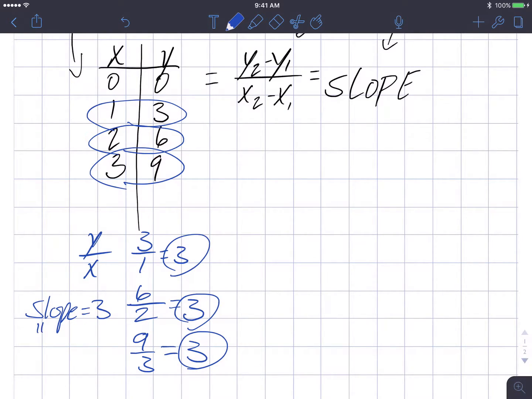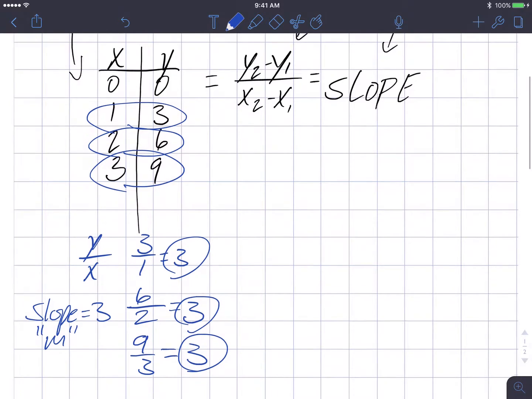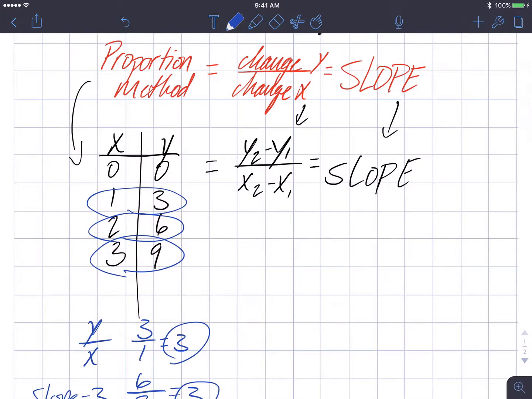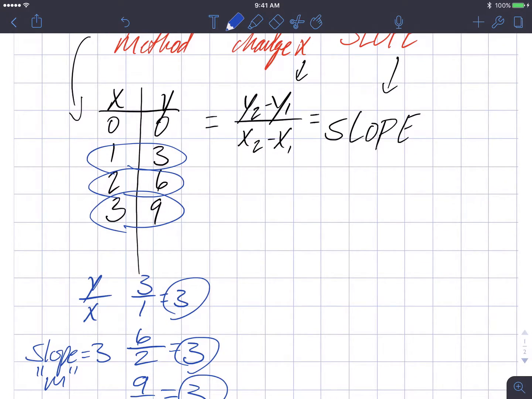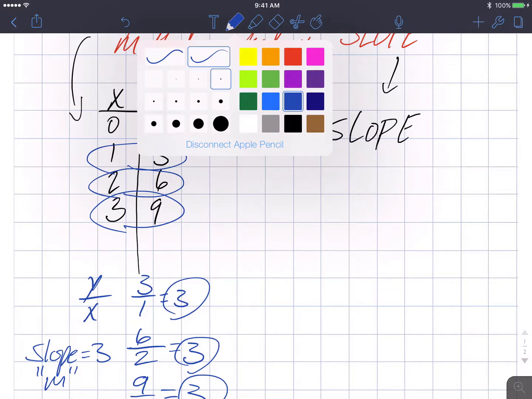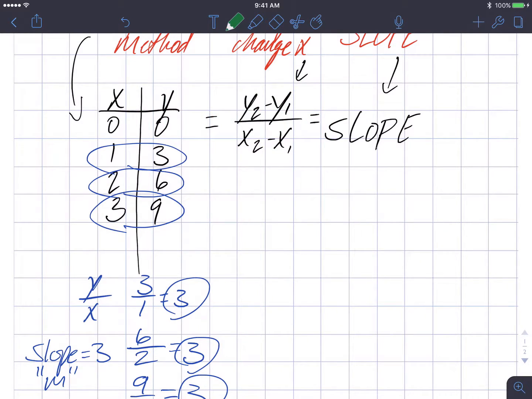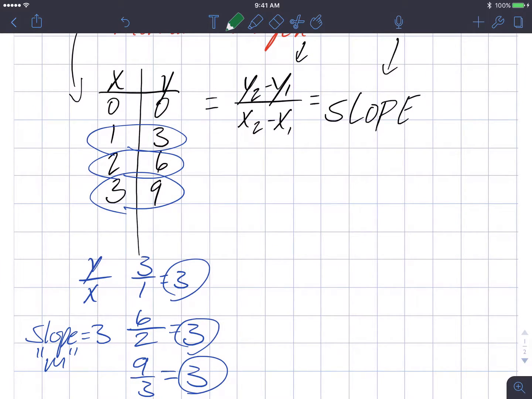And slope is represented with m. Okay? Now let's try it this way. Change in y over change in x. I'll use a different color. I'll use green. So y2 minus y1.